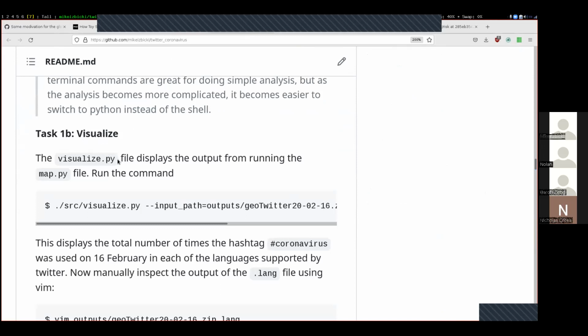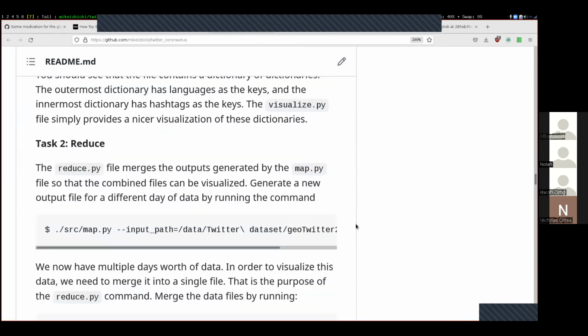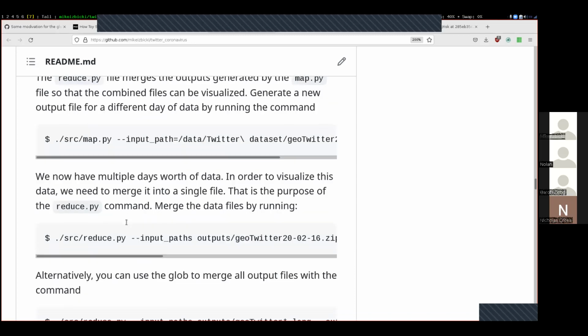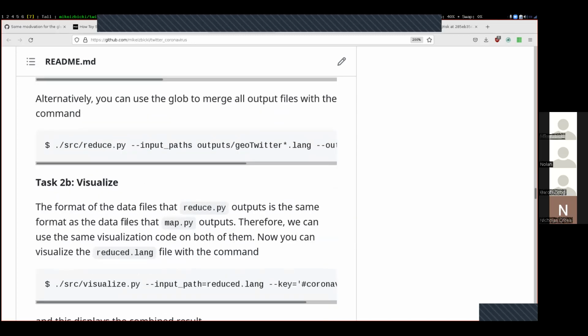The visualize.py file at the current point in time, all it does is print some things to the screen. And so this will give you some familiarity with how to print those things to the screen. And then this reduce.py file, you won't have to write the code that merges things together. It's already written for you. Your only things that you'll be editing are in the map.py file. This will just show you how to be running that reduce to combine things together. And then you can visualize things.